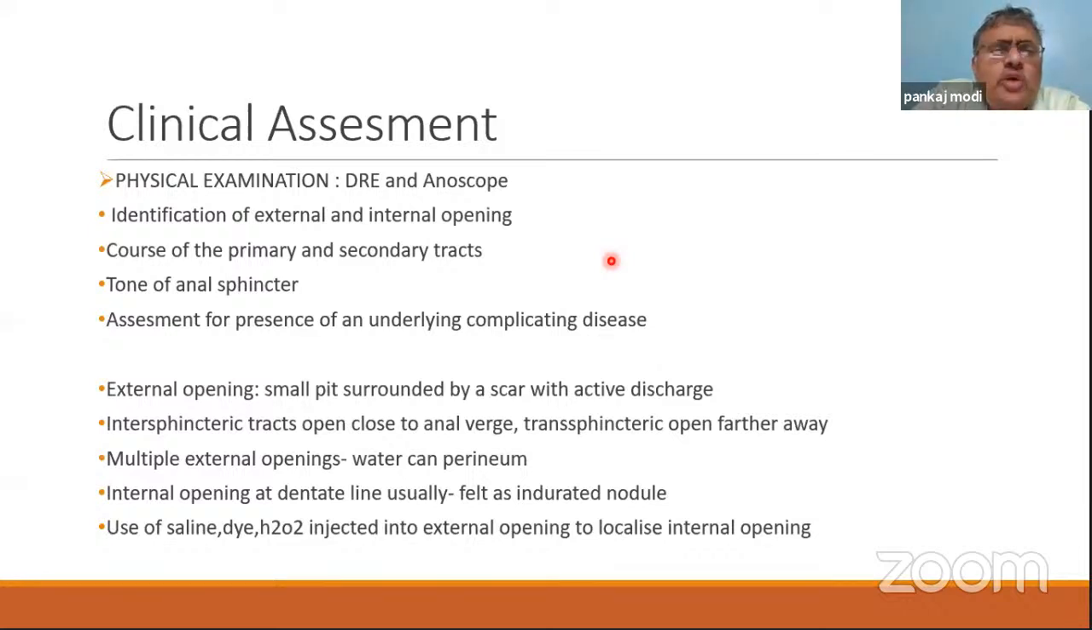So ideally you should write down proctoscope, because beforehand you know that it will be only in the anus. What is the length of an anoscope? 4 cm, so you may not see everything. Yes, books say that most fistulas are below 4 cm, but you should say a proctoscope. One. Second, the digital rectal examination, fine.